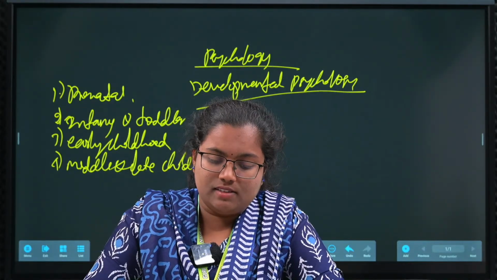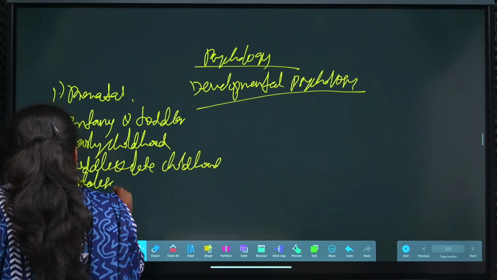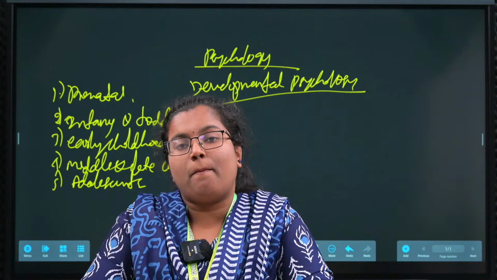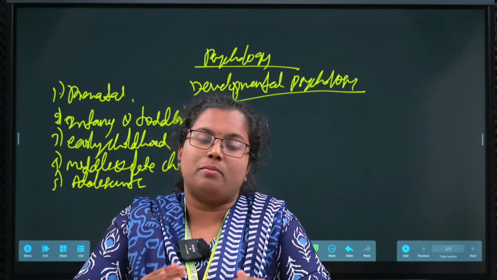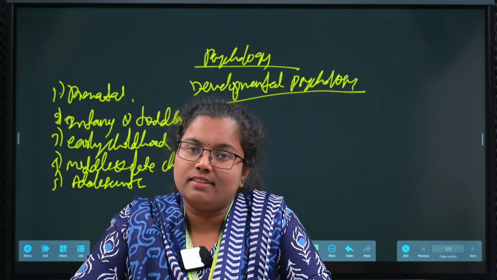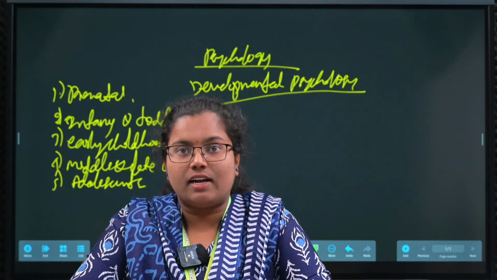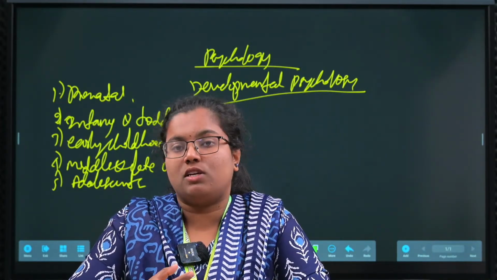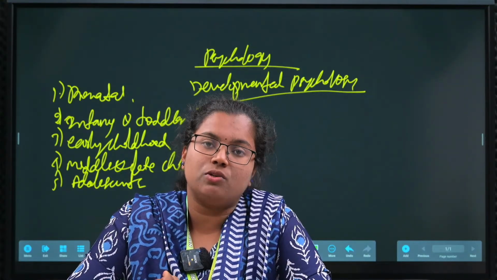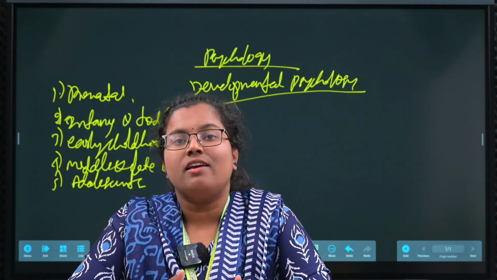The next one is adolescent. Adolescence starts from puberty and goes until 18 years. In this duration, their sexual characteristics develop; the sexual organs develop here. There is also rapid physical growth. In this duration we can see rapid physical growth, and the sexual organs develop. This is about adolescence, from puberty until 18 years.